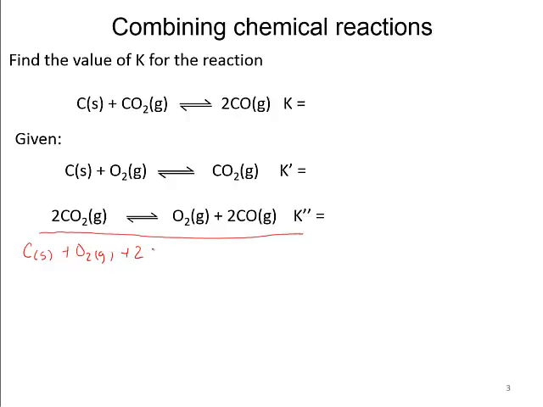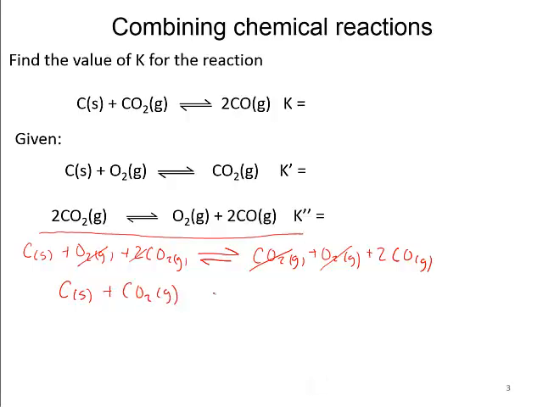Here are all the reactants. And write all of the products. Products are CO2. And now, if a component appears as both a reactant and as a product, they cancel. So the O2's cancel. And CO2, there are two CO2s on the reactant side and one CO2 on the product side, so those cancel, leaving only one CO2 on the reactant side. So adding these two given reactions gives the reaction that's at the top of the page.